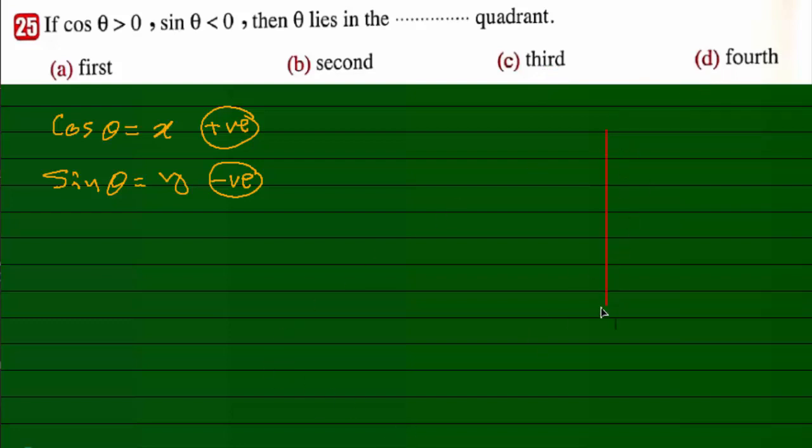Okay, let us represent this. We have here x dash and y dash. Remember that x and y are the coordinates of any point on the unit circle. And I'll draw here a unit circle like this.